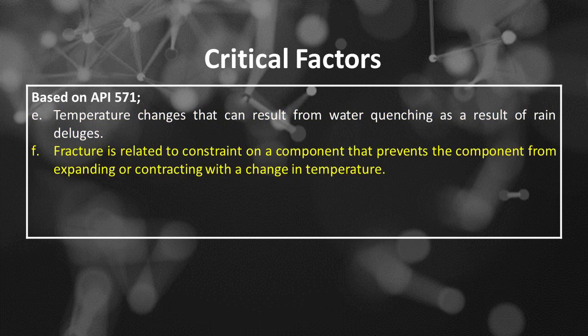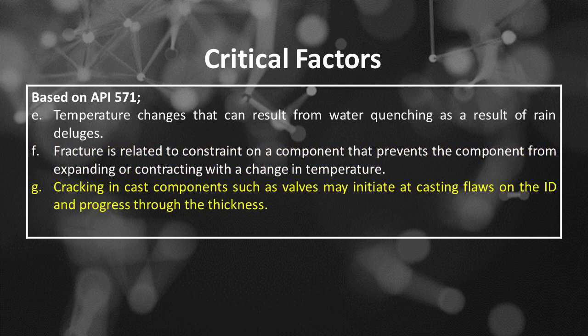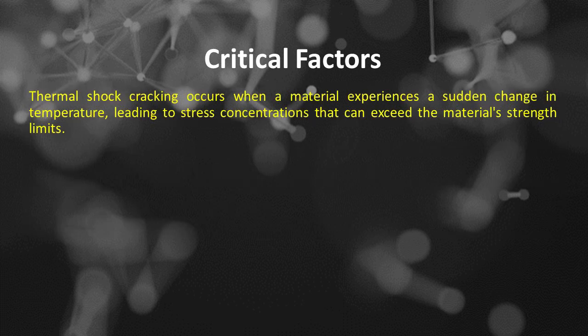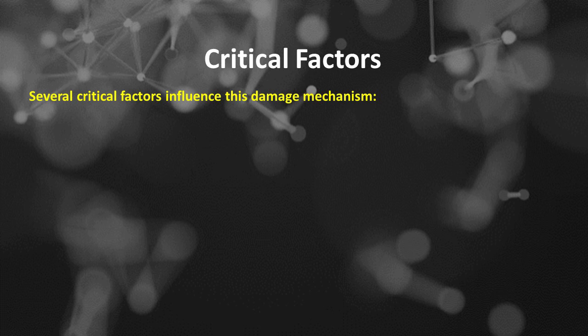Fracture is related to constraint on a component that prevents the component from expanding or contracting with a change in temperature. Cracking in cast components such as valves may initiate at casting flaws on the ID and progress through the thickness. Thick sections can develop high thermal gradients. Thermal shock cracking occurs when a material experiences a sudden change in temperature, leading to stress concentrations that can exceed the material's strength limits. Several critical factors influence this damage mechanism.